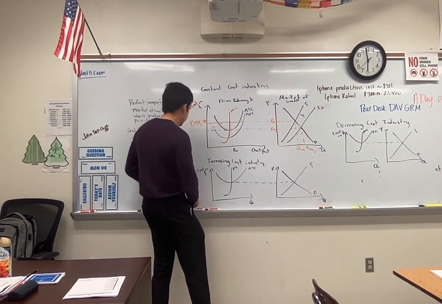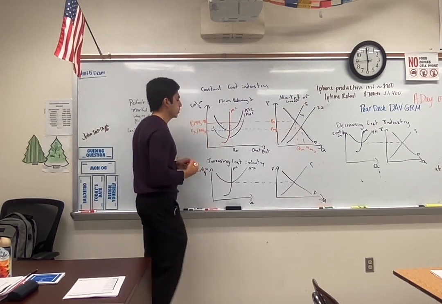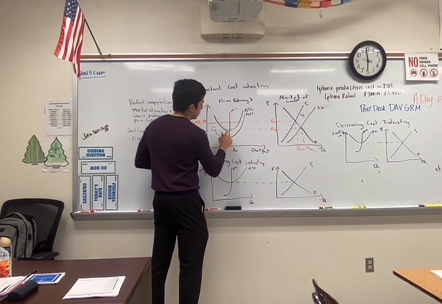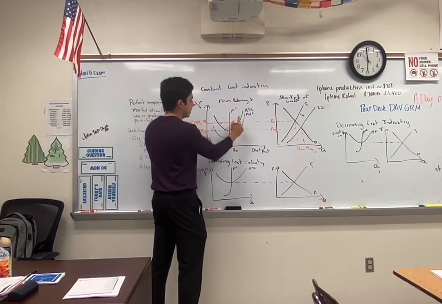So we can erase this. This is the new price. We can label it P2, and the new marginal revenue curve, MR2. And at this point, we can see that the firm, the intersection of marginal revenue and marginal costs, right, which is right here, is at the minimum point of the ATC curve.